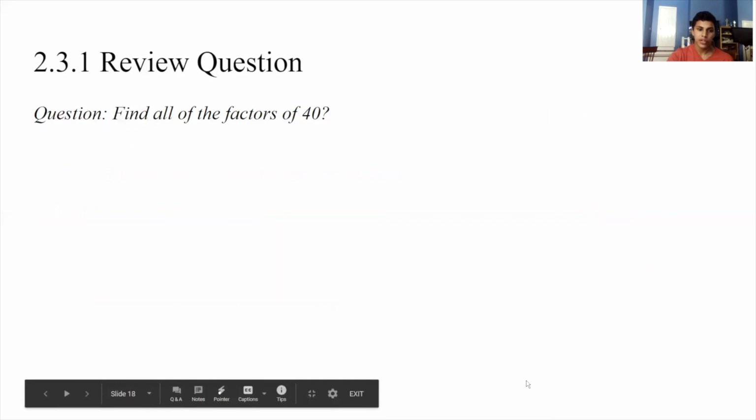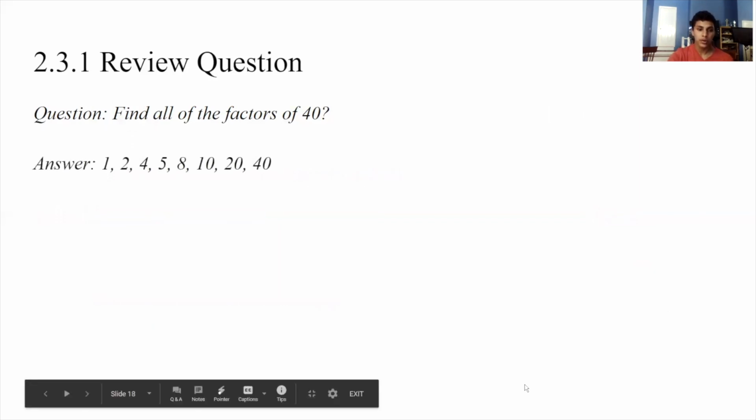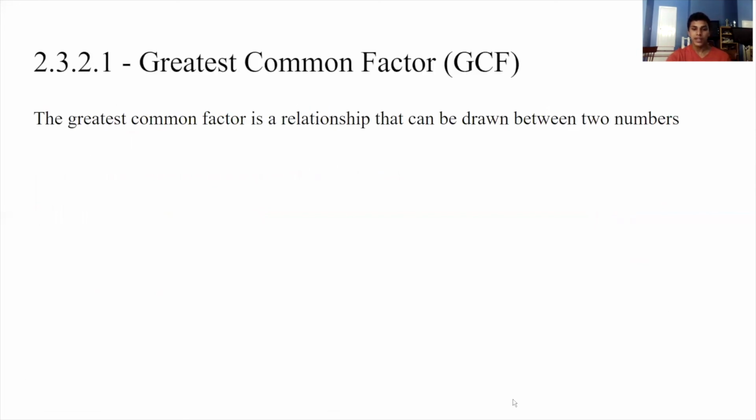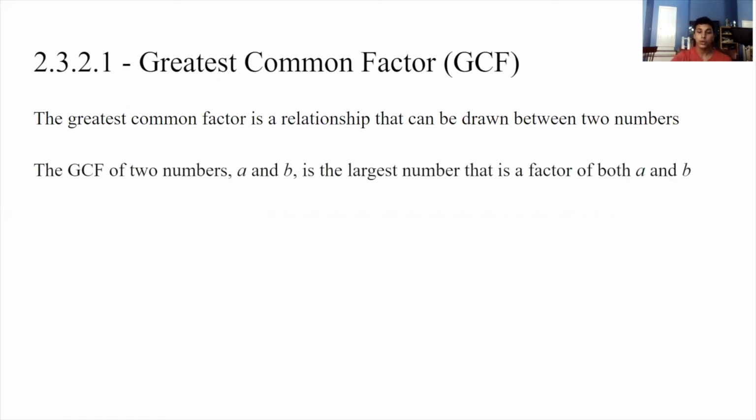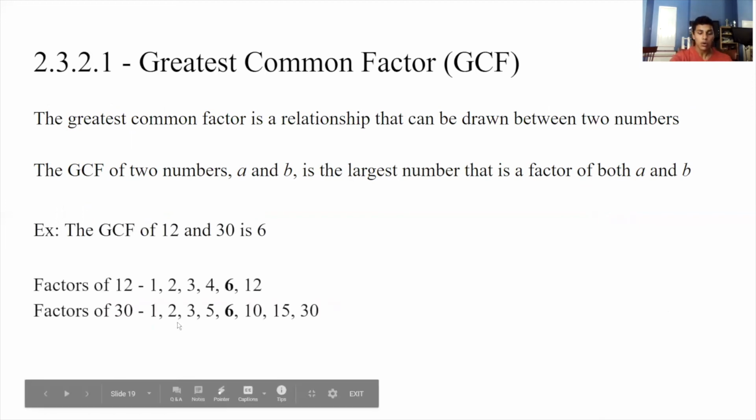Then we did a review question where we found all the factors of 40 and got 1, 2, 4, 5, 8, 10, 20, and 40. And then finally, we talked about greatest common factor, which is a relationship that can be drawn between two numbers, where it's basically the largest number that's a factor of both of the numbers you're trying to use. So we looked at an example where 12 and 30's greatest common factor is 6, because if we list out all the factors of these two numbers, the biggest factor that they have in common is 6.